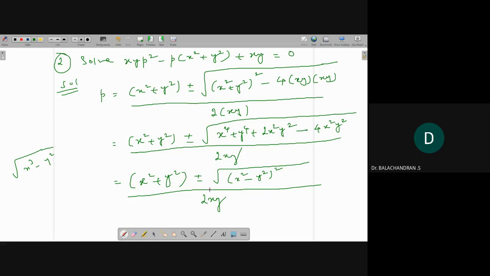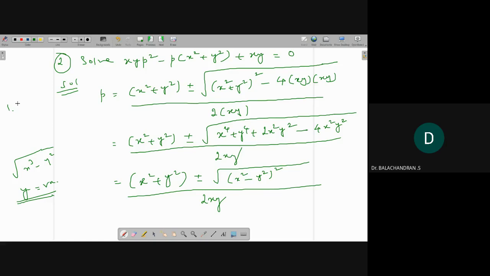So then you can choose either solve for x or solve for y. Otherwise, you can check whether this equation is a homogeneous equation. If this equation is homogeneous, then you can substitute y equal to vx, and then you can easily integrate it and find a solution. So there are three methods. There are 3 ways.